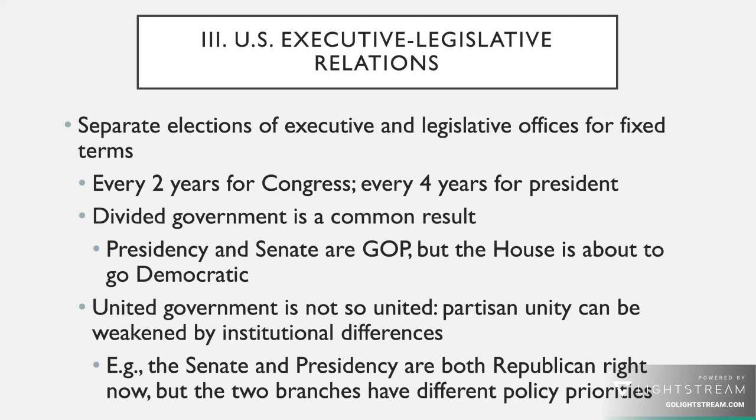And united government is not always so united. So it might be, for instance, that two or more branches, or two or more parts of branches, are controlled by the same party, but that partisan unity can be weakened by institutional differences. So in 2020, it's quite clear, of course, that the U.S. Senate is controlled by the Republicans and the presidency by the Republicans. But the Senate and the presidency have not always cooperated very willingly, and they do have different policy priorities.